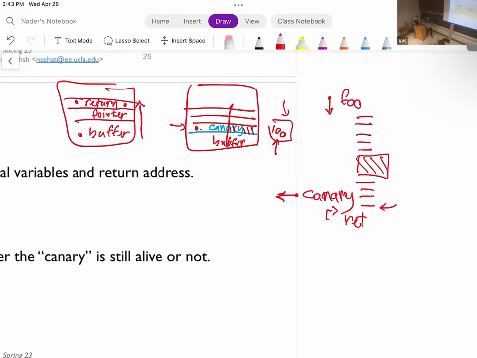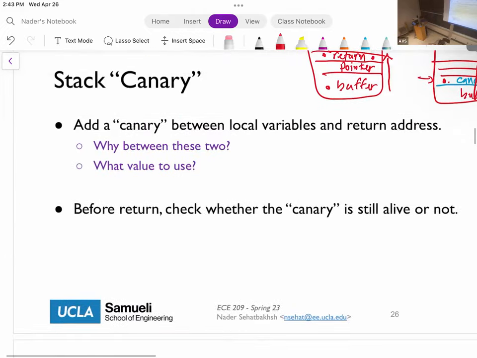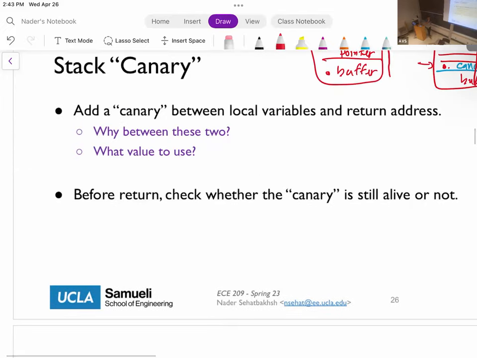So why are return-oriented programming attacks still so common then? Because it seems like this solution just fixes all of it, right? Is there a way to get around this? Yes. So do I have a slide for it? No, I don't. Stack canary doesn't work in many cases for various reasons.